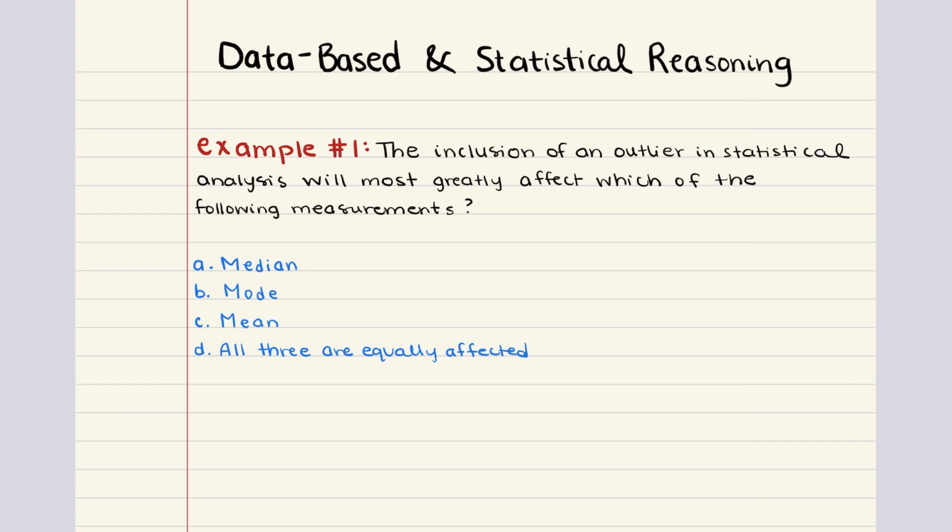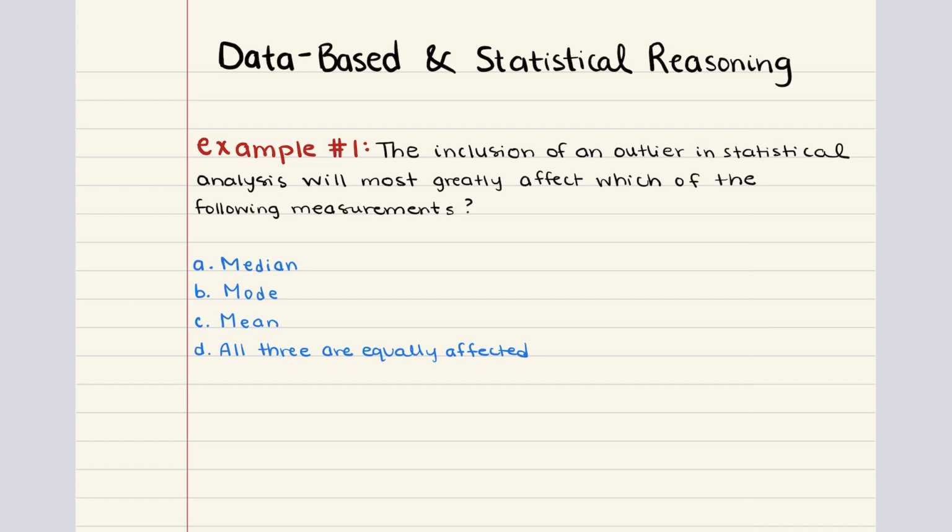Problem number 1 says the inclusion of an outlier in statistical analysis will most greatly affect which of the following measurements? A says median, B says mode, C says mean, and D says all three are equally affected. Now, the inclusion of an outlier in statistical analysis actually affects the mean, median, and mode differently because of how each measurement is calculated. The mean is the average, and it's calculated by summing all of the values and then dividing by the total number of values.